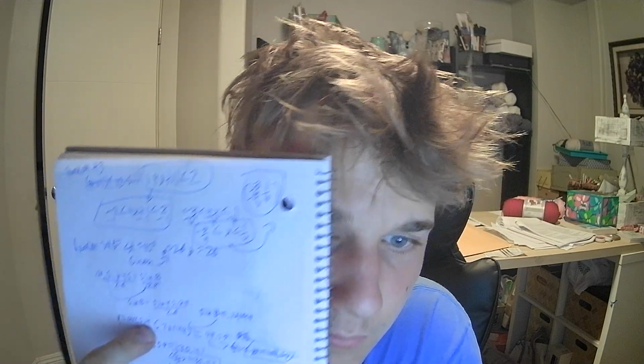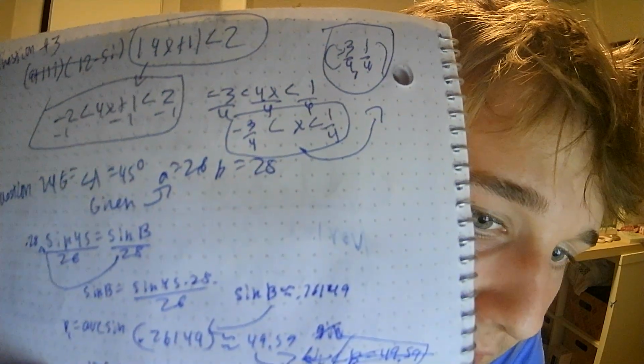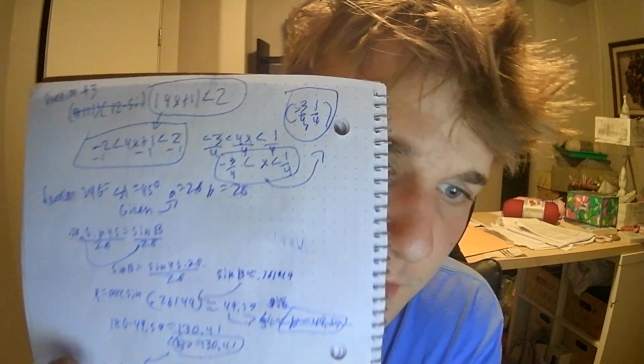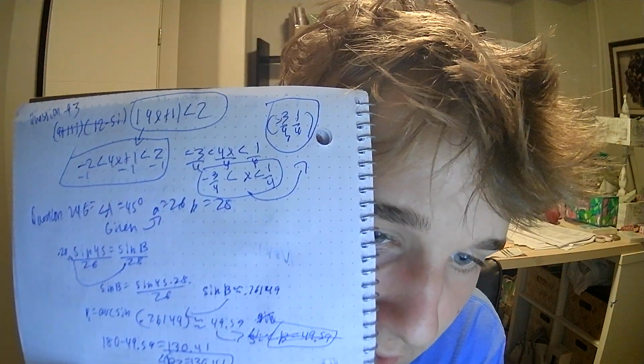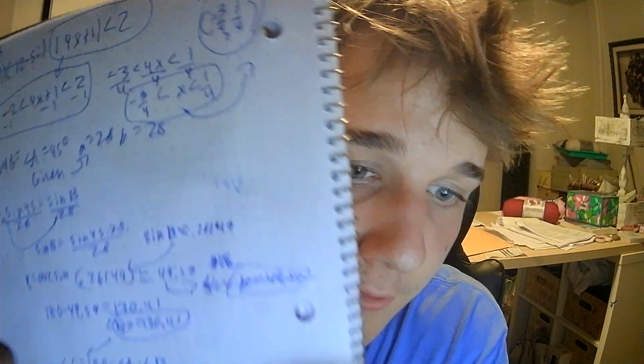And then we bring our 28 over, we cross multiply it right here. So we bring it right here. And after that, we end up getting right here, which is 0.76149. And then we arc sine that, so we get 49.59, which is our possible angle.